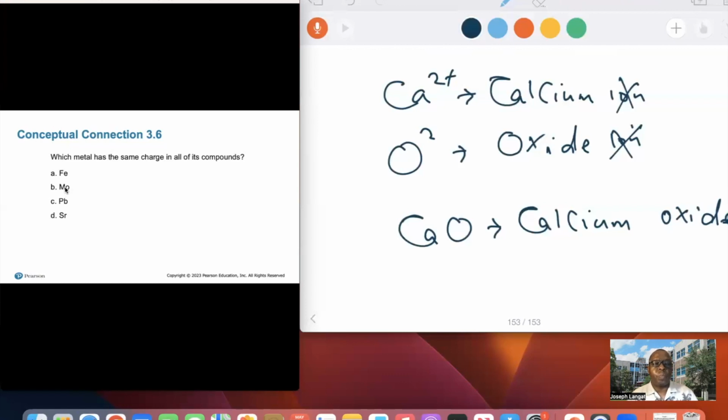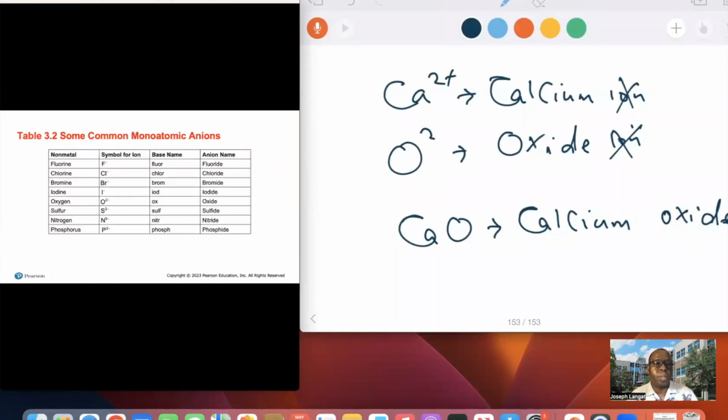It forms the same charge in all of its compounds. So it's Sr for strontium. Please learn those names and the chemical symbols.